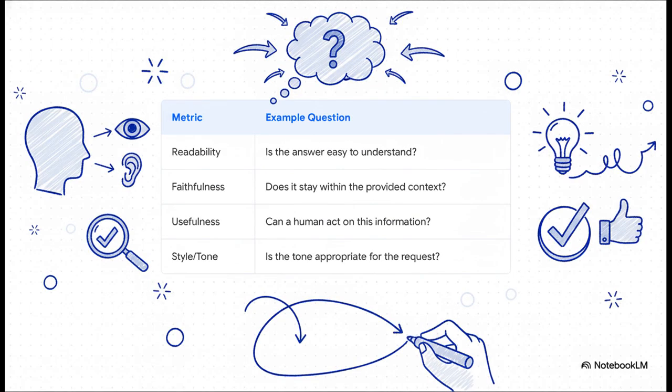Then you've got the qualitative side. This is where we measure the stuff that an automated score just can't really get its head around. We do it by asking really simple questions. Is the answer easy to understand? Is it actually useful? Is the tone right for what I asked? This is where having a human in the loop is absolutely essential.